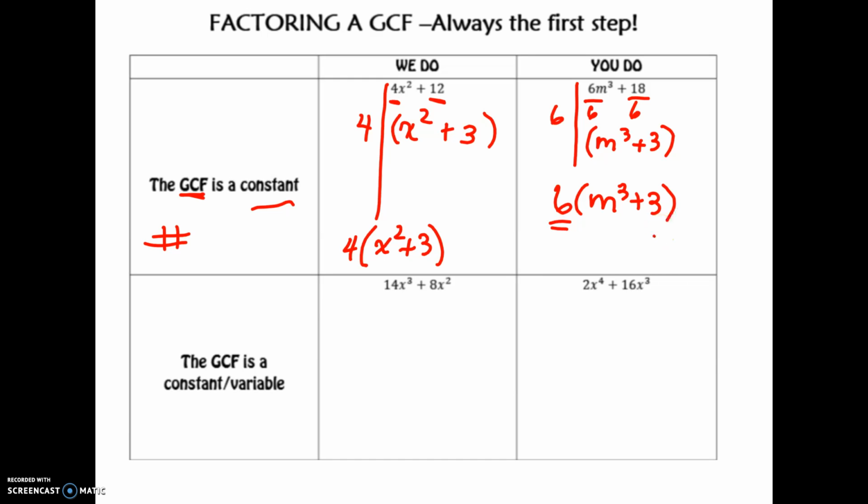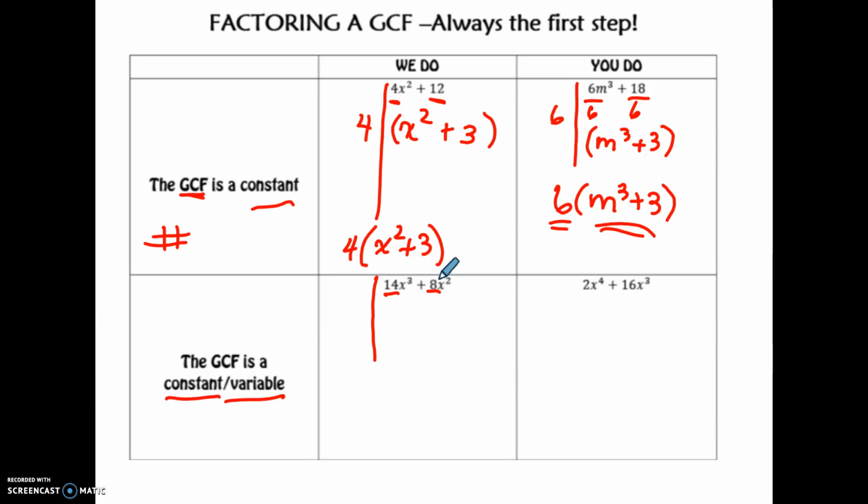So you need both the 6 and this factor to have your final answer. So now we're going to move on to what if we could take more than just a constant out, and we could take a constant and a variable, or just a variable. I always like to start by looking at the numbers here. And I'm looking at 14 and 8, and I'm thinking, okay, what are both of those numbers divisible by?